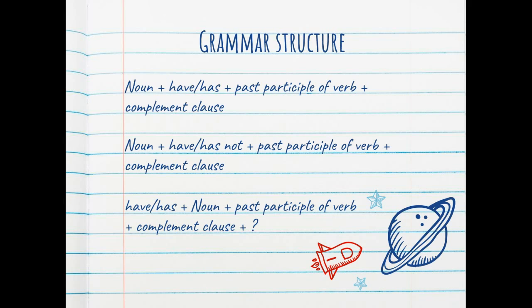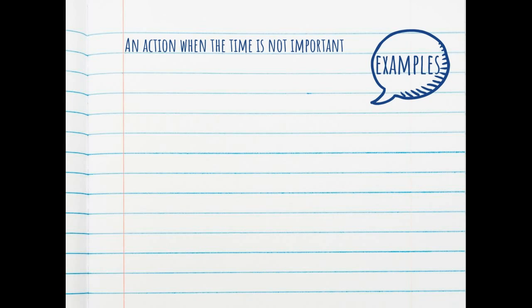Obviously, we can have questions in which we only have this have or has plus the noun and the past participle, and it can be a short question. If you want, you can add the complement clause to give a full complete question. And obviously, we can never forget the question mark at the end. Now, I'm going to show you some examples for each one of the different communicative functions or uses that we can give to the present perfect.